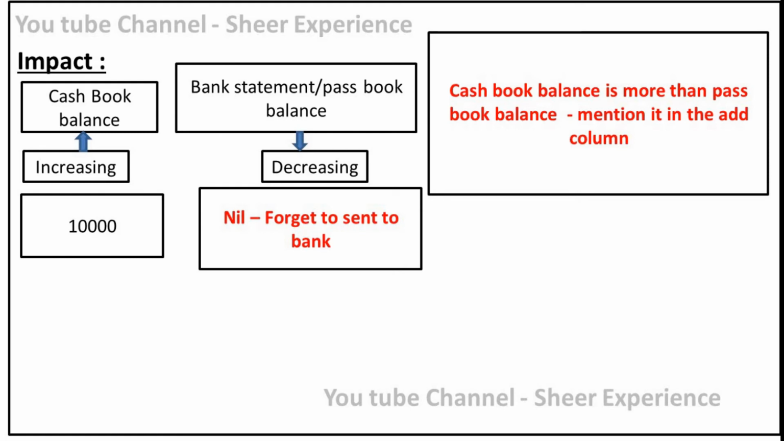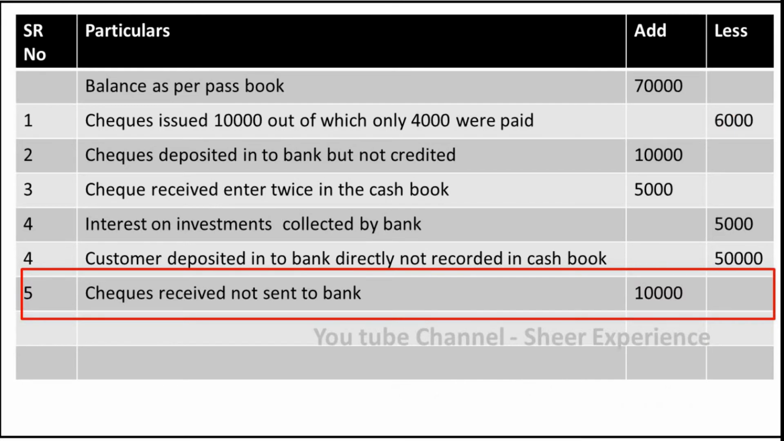So cash book balance is more than passbook balance. When I am preparing bank reconciliation statement as per passbook balance, I will refer or check only with cash book balances. Here cash book balance is more, so I will mention the amount in add column. 10,000 in the add column, and in the particulars column, checks received not sent to bank.